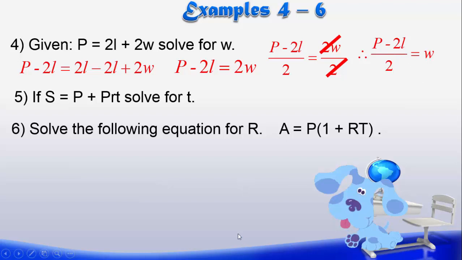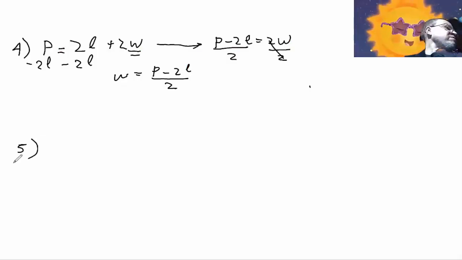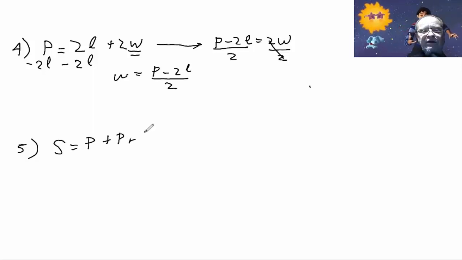In example number 5, if S is equal to P plus Prt, solve for T. So let us go over to the whiteboard and work this one out. In example number 5, we have S is equal to P plus Prt. And they're asking us to solve for T.